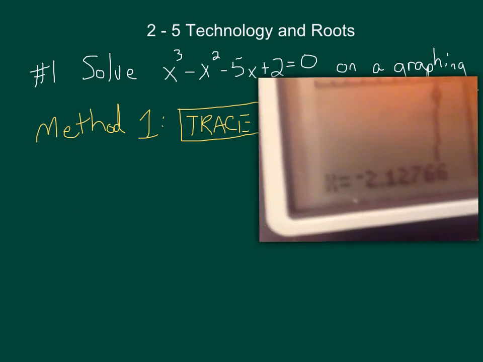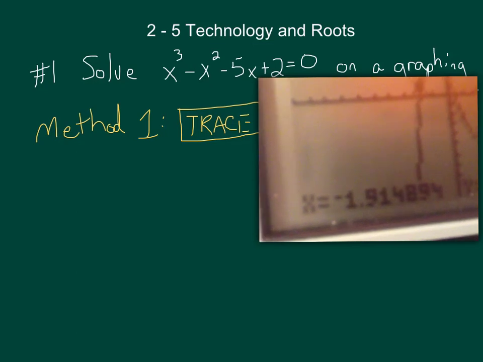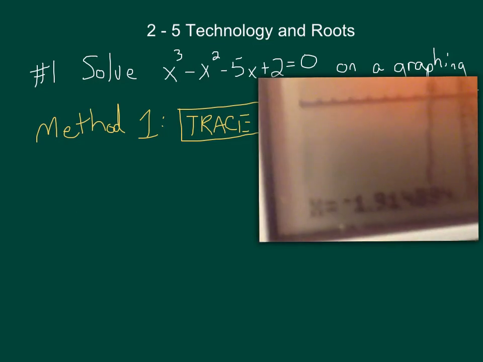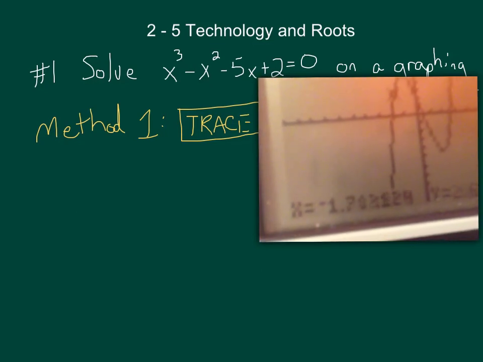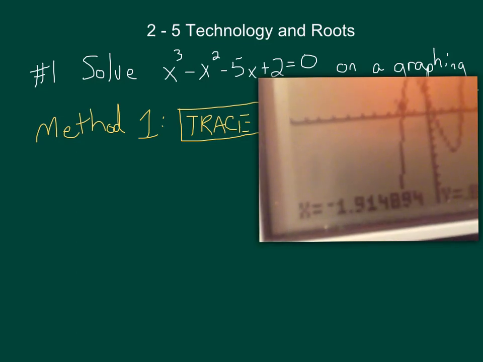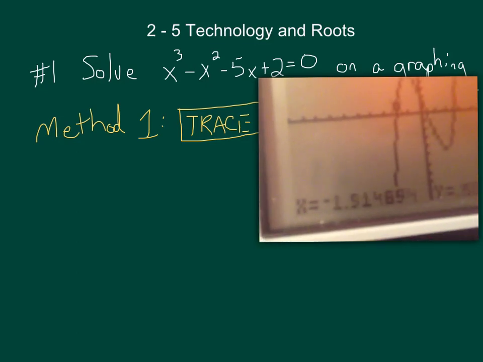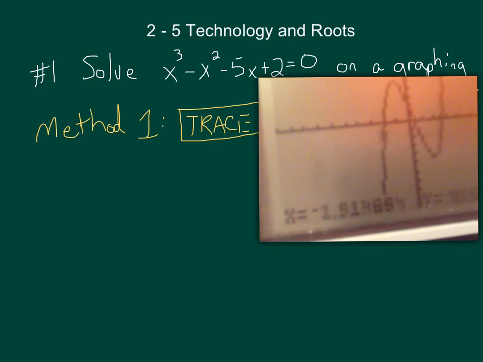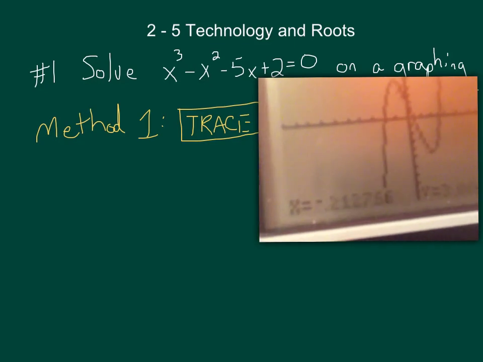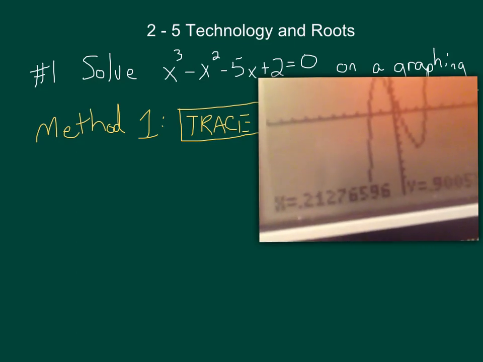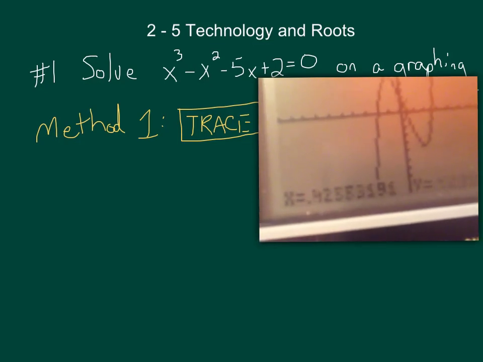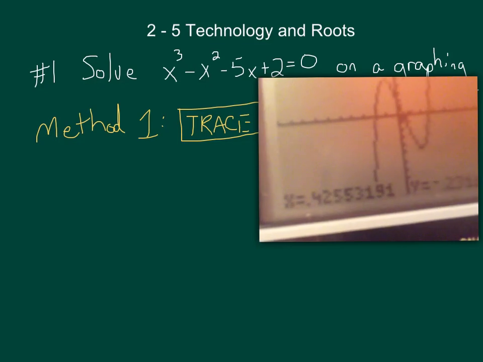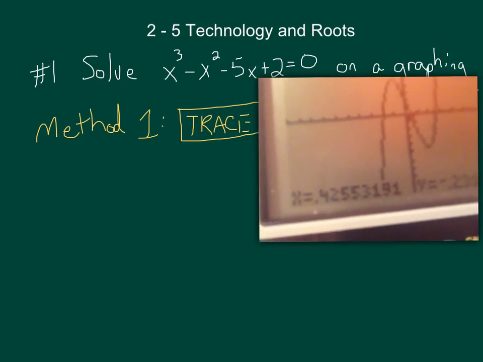So it looks like that zero is around negative 1.9 or negative 2.1. It's somewhere between negative 1.9 and negative 2.1. So it's around negative 2. And then hit the right arrow. That zero is about at x equal 0.2 or between 0.2 and 0.4. It's really close to 0.4 though. I'm going to say it's right at about 0.4.